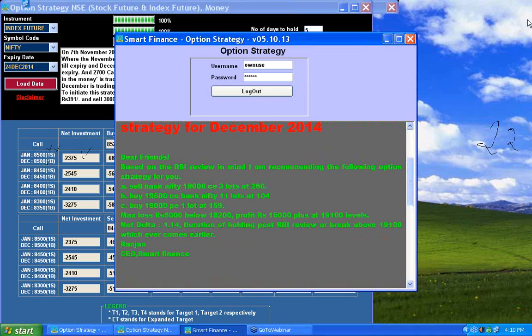Monthly 1 or 2 strategies which you can take the benefit of with this particular tool. So if you are a buyer, you are getting that particular benefit of this tool.